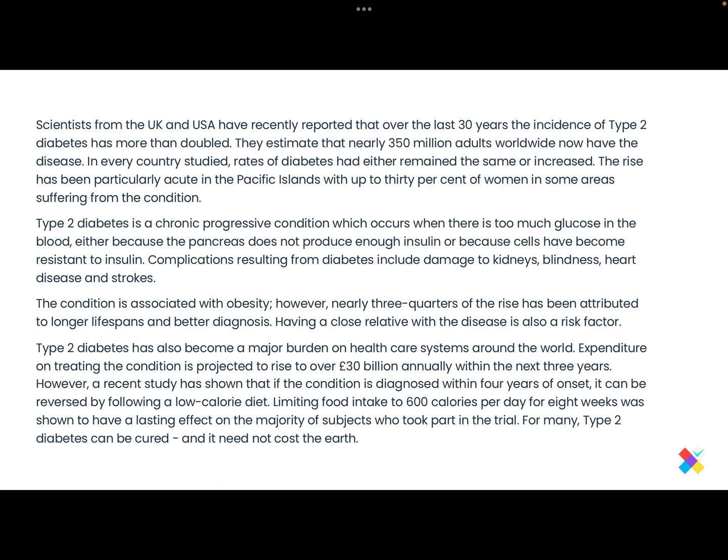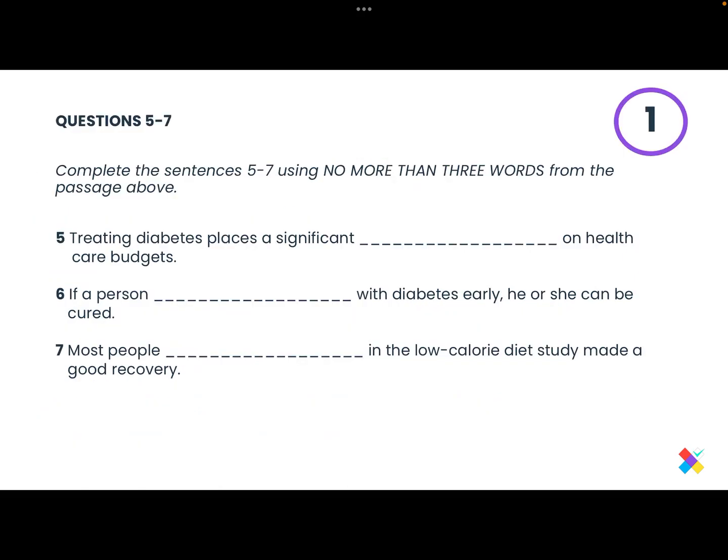Okay, I do hope you have managed to answer questions 1 to 4, and now we're moving on to questions 5 to 7. We've got 3 questions where you have to complete the sentences using no more than 3 words from the passage above. So basically you have to use the same words from the text. This is what you're going to have in the exam. The instruction is going to be very clear. As you can see, no more than 3 words is capitalized and it's in italic. I think it's also in bold, so you see it very clearly.